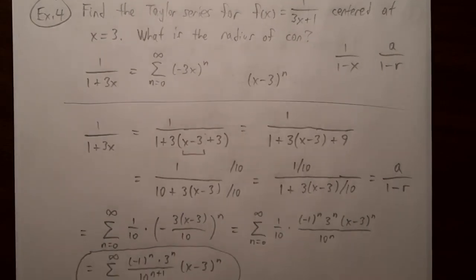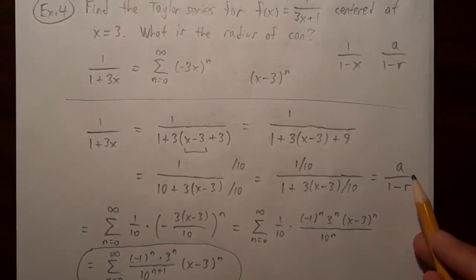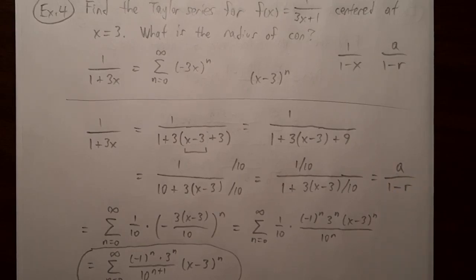All right, and so now for part 2 of the question. Let's not congratulate ourselves too hard yet. We need to find the radius of convergence. Well, okay, so that's not too hard to do. We made use of the geometric sum formula, so we already know how to find the radius in that situation.